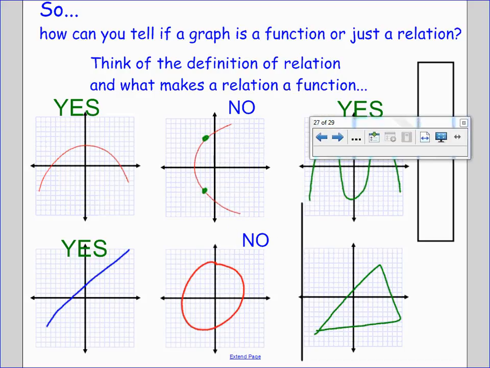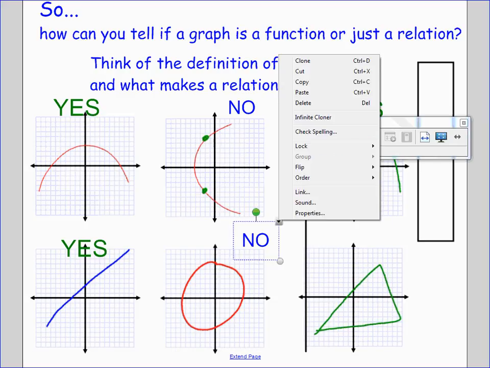What is that? A triangle? Does this pass the vertical line test? No, it crosses the relation more than one time, so that's a no also. That's a no too, Daphne.